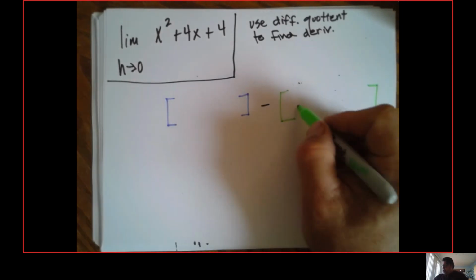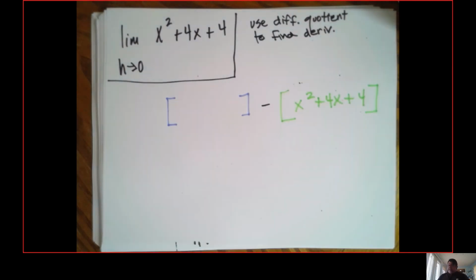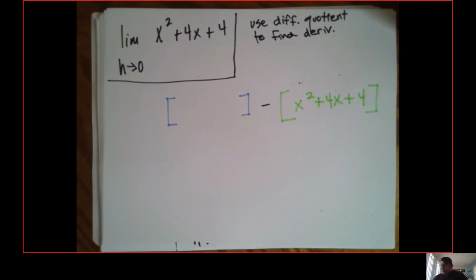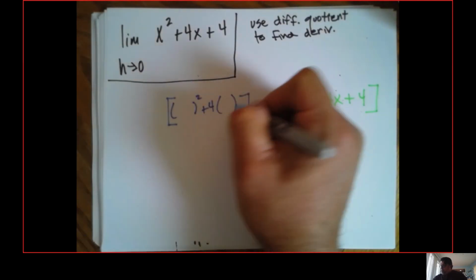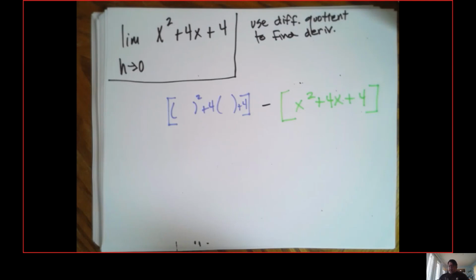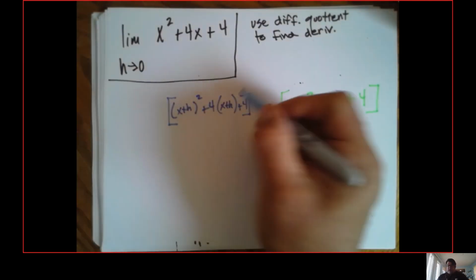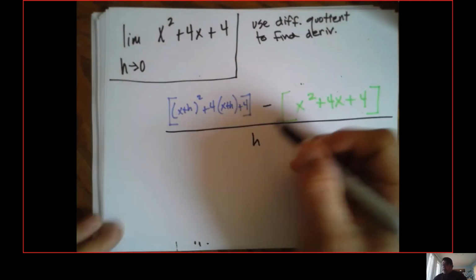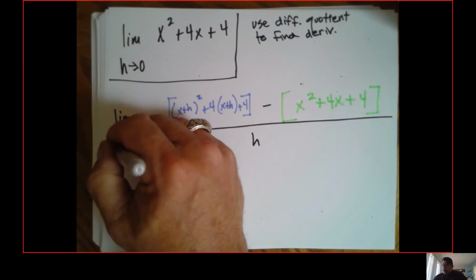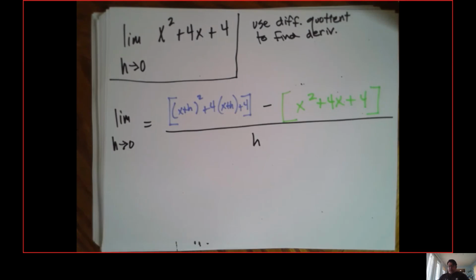And f of x is x squared plus 4x plus 4. And f of x plus h, that means I got to use a big set of parentheses whenever there's a plus 4 times a big set of parentheses plus 4. And I'm going to plug in x plus h. And all that's going to be over h. And limit as h approaches 0. So the blue is going to go shortcut number 1 right here.